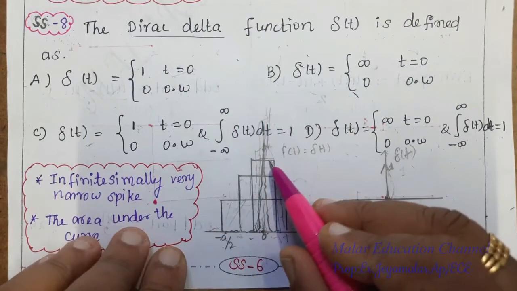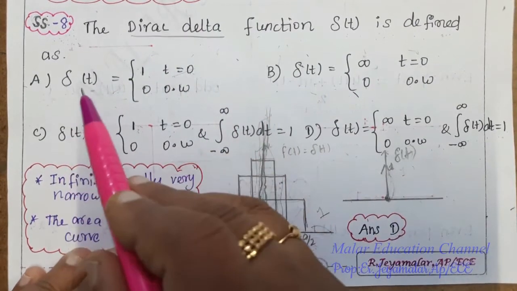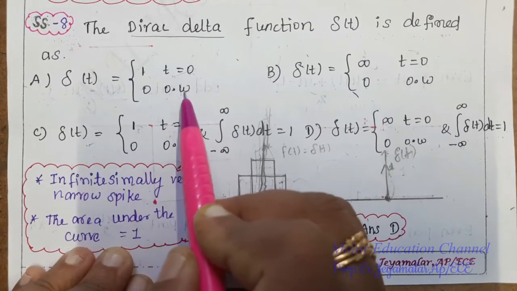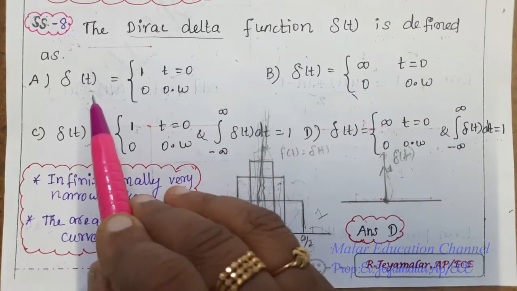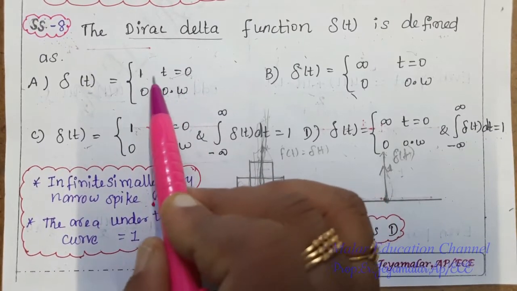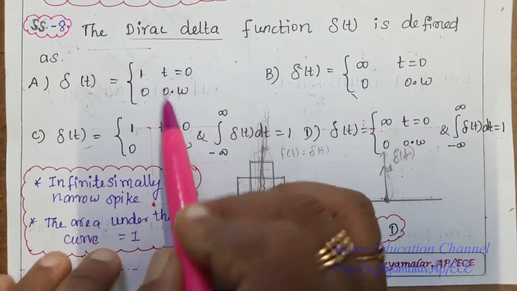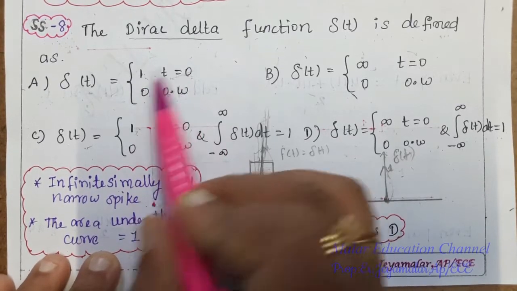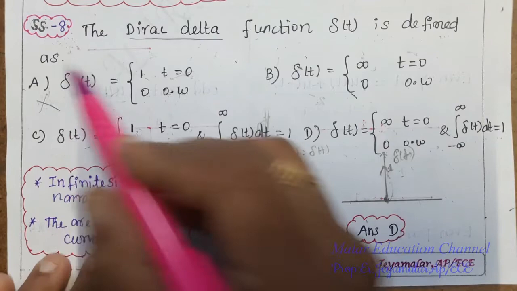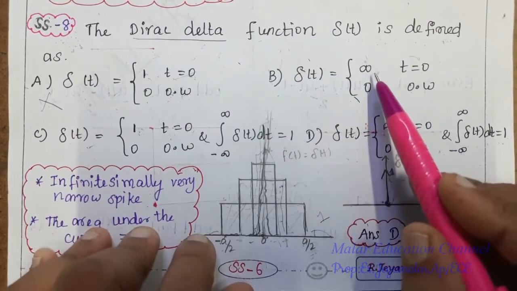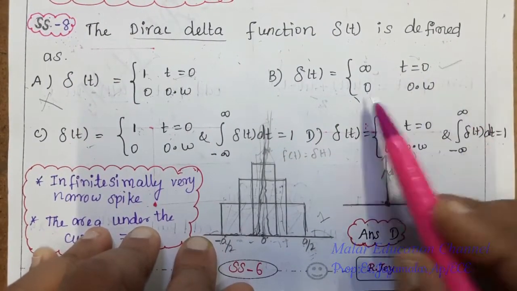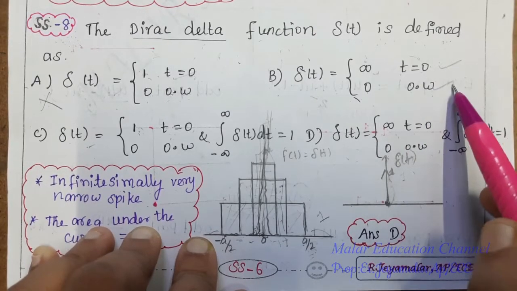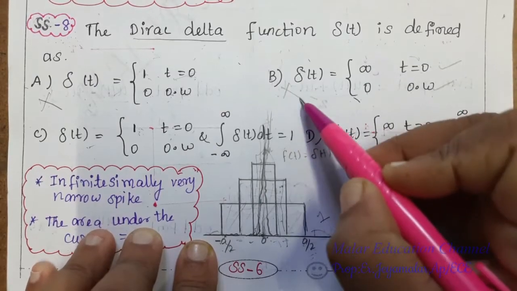Okay, let me check the answer. Option A, del of t equal to 1 at t equal to 0, and 0 otherwise. At t equal to 0 for the Dirac delta function, the value is going to be at infinity level. So option A is wrong. Move to the second option. Del of t is infinity at t equal to 0, 0 otherwise. This is also correct, but the area under the curve isn't mentioned here. So option B is also a wrong answer.